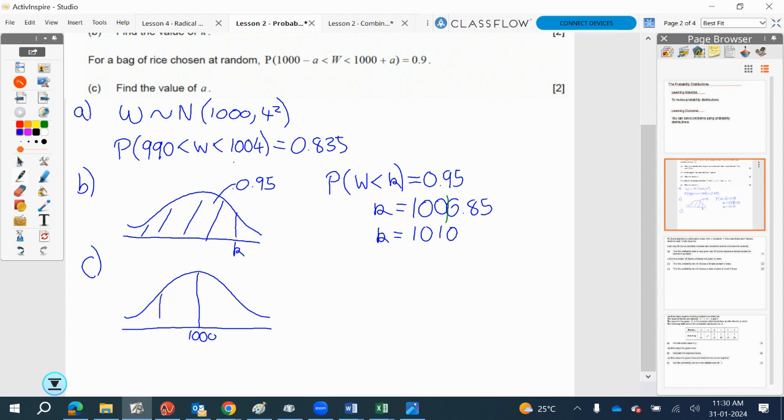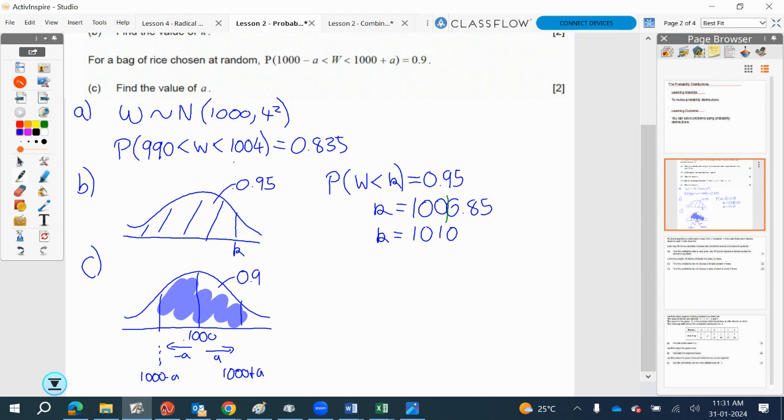So the area we are after is here. This distance is minus A. This distance here is plus A. This point here is 1,000 minus A, and this is 1,000 plus A. And we're told that this area here is 0.9.